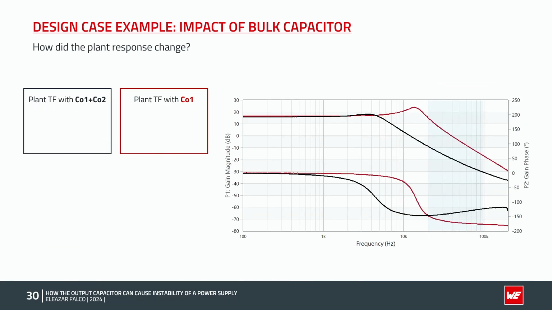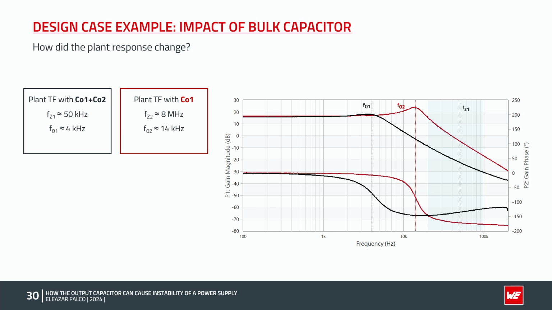So how did the plant frequency response change after removing the bulk capacitor so much as to make the control system unstable? Now we can see here the plant response for both cases, with the bulk capacitor in black and without the bulk capacitor in red. The ESR zero is at around 50 kHz when using CO2, the bulk capacitor, but it moves to over 8 MHz when having only the MLCCs CO1. And in that case, it has absolutely no influence in the frequency range of interest.